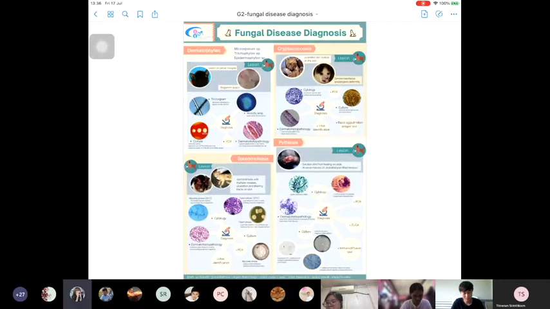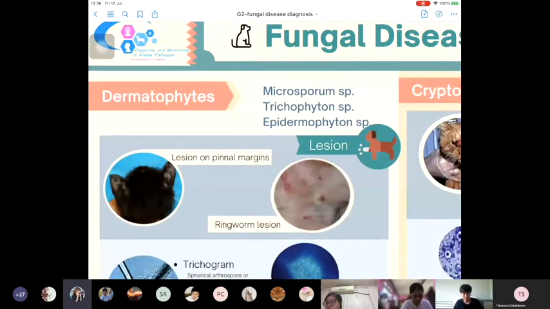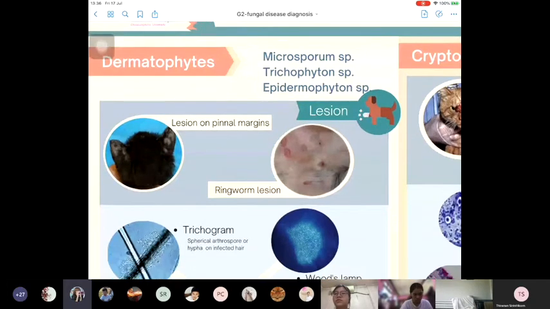Hello, everyone. We are from Group 2. Today, we will present our infographics about fungal disease diagnosis: dermatophytosis, sporotrichosis, cryptococcosis, and pityriasis. Let's start with the dermatophytes. There are 3 main pathogens of dermatophytes, which are Microsporum, Trichophyton, and Epidermophyton. Dermatophytosis can cause ringworm lesions and lesions on pinnal margins.